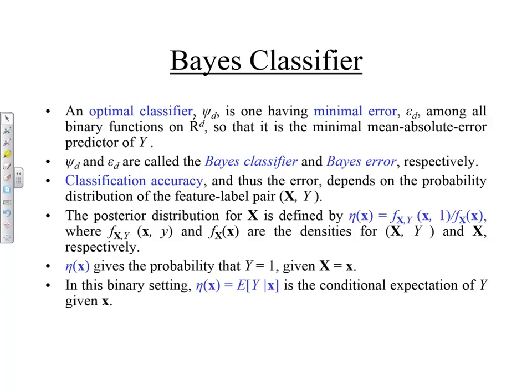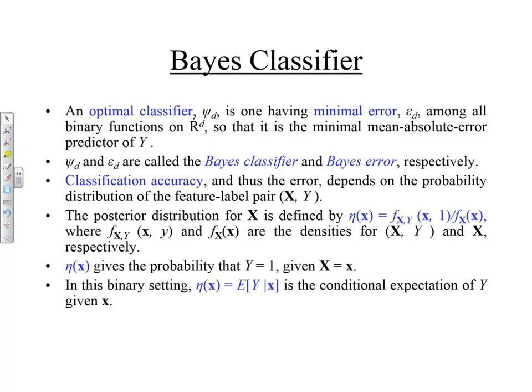Now we define a number of quantities. The posterior distribution for X is defined by eta(x), which is basically the joint density of X and Y evaluated at 1, divided by the marginal density of X. So that is the posterior distribution of X. This is the probability that Y is 1 given X. Eta(x) gives the probability that the class label Y is 1 given X equal to little x. And this is obvious because the probability that Y equal to 1 given X equal to x will be the ratio of their joint density divided by the marginal density of X.